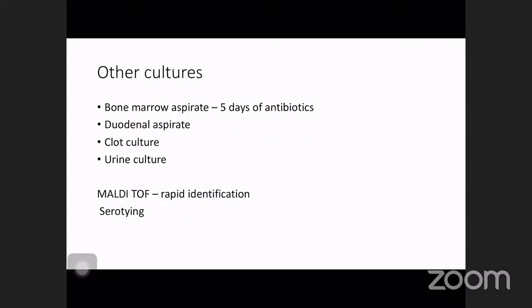So what are the other cultures we can do? We can take a bone marrow aspirate and culture it, or you can take a duodenal aspirate, or you can do a urine culture for the carrier state, or you can also do a clot culture. With a bone marrow aspirate, one specific thing is that even if the patient has been on antibiotics for up to 5 days, you can actually get a positive culture.